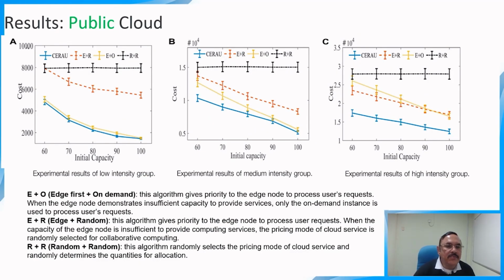Similarly, when you see the public cloud also in use, you can see the edge first plus on-demand, edge plus random. So, here you can see that the lowest cost is of edge first, so edge plus, that is edge first and on-demand, and then other algorithms that can be designed around those particular cases.